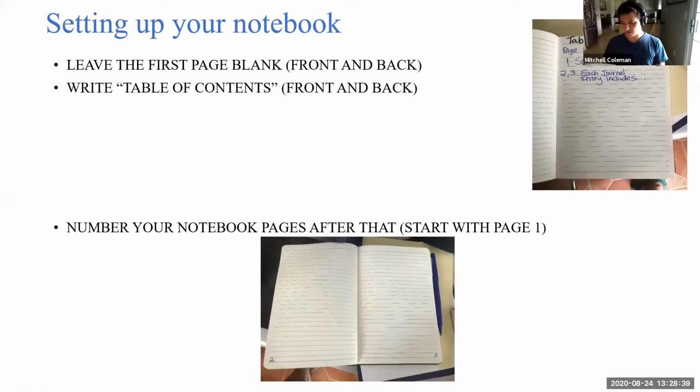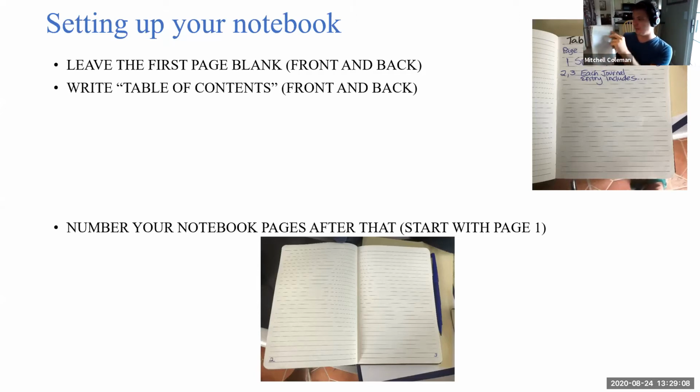Back to where we were, very first page of your notebook. I would like you to make the table of contents on front and back pages, okay? And then the very page after that, so technically the second page of your notebook, I'd like you to start numbering in the upper right-hand corner. So the table of contents doesn't count in the page numbers, okay? So that's front and back.